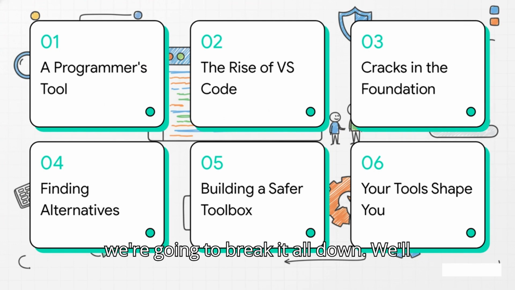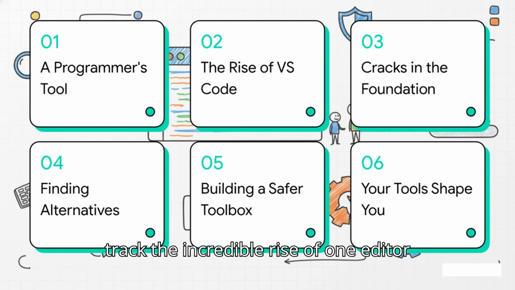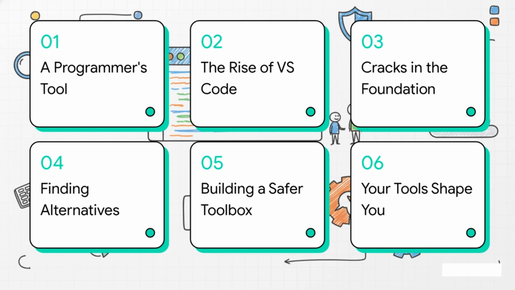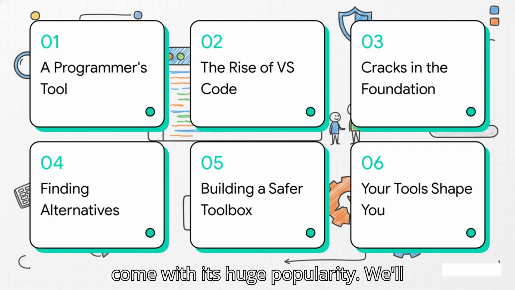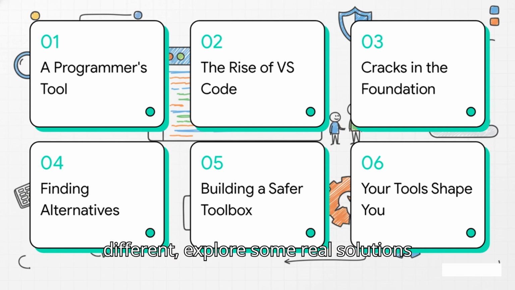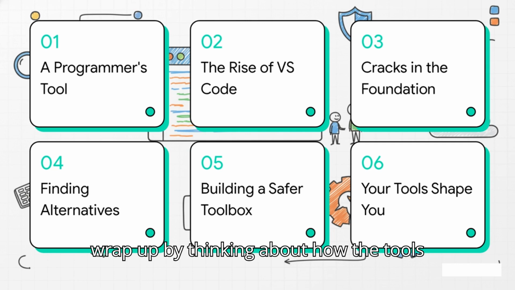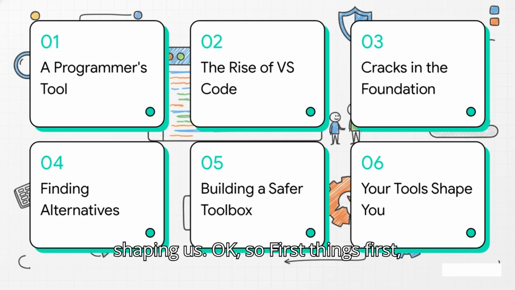In this explainer, we're going to break it all down. We'll start with what a code editor even is, then track the incredible rise of one editor in particular, VS Code. From there, we'll look at some of the hidden problems that come with its huge popularity. We'll follow one developer's quest for something different, explore some real solutions for building a safer toolbox, and then wrap up by thinking about how the tools we use actually end up shaping us.